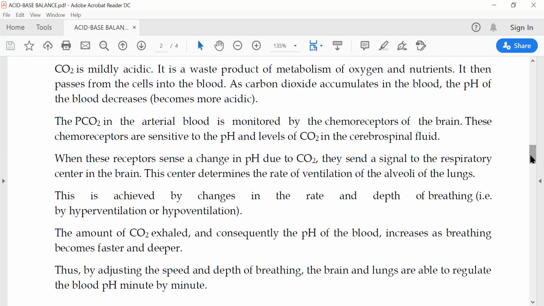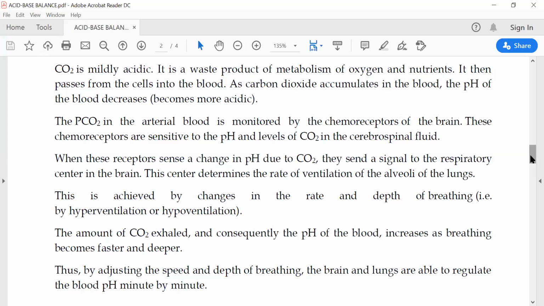That means, suppose the concentration of carbon dioxide increases, then we're going to breathe very heavily and remove the extra carbon dioxide from the body. And that's how the pH of our system is maintained. So we have hyperventilation and we have hypoventilation. Whether we breathe very profusely or very slowly, that is what is called ventilation. And that depends upon the accumulation of carbon dioxide in the body.